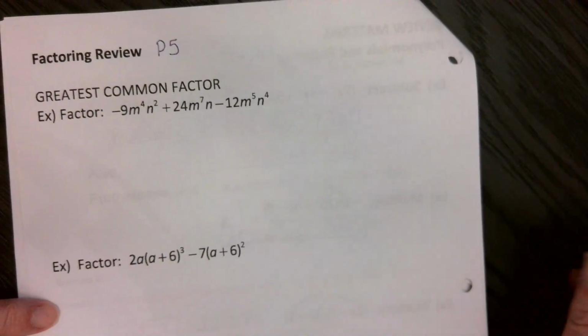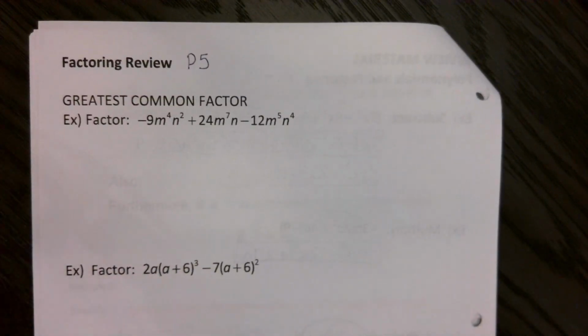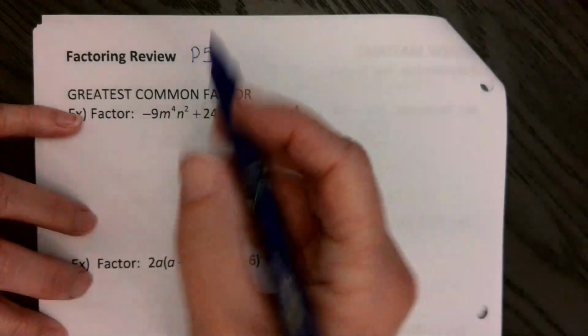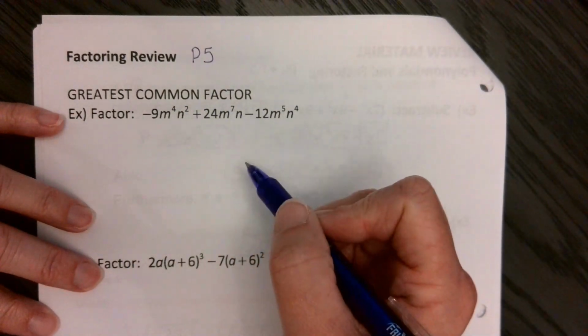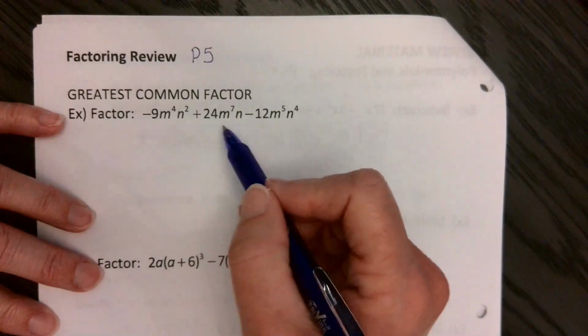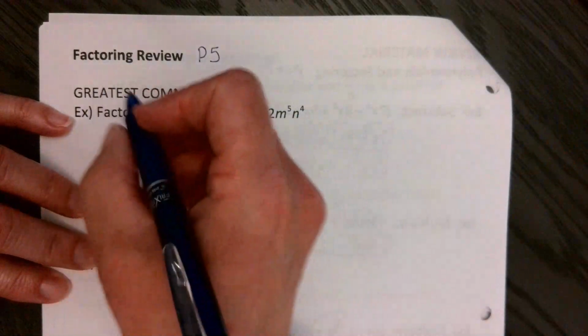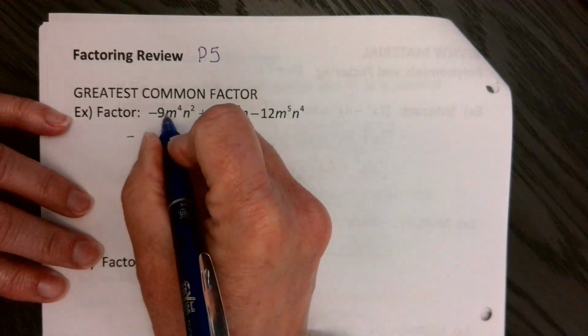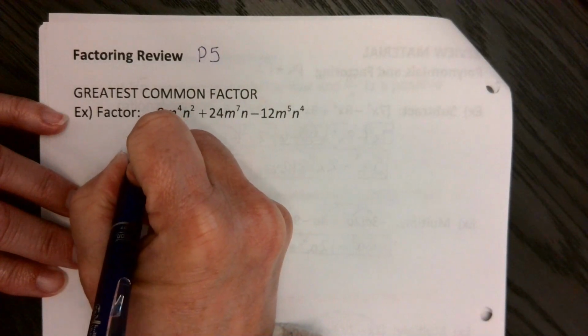Okay, this is going to be our factoring review, which is our section P5. We first start, anytime you have to factor something, you always look for the greatest common factor first. So looking at this, we have -9, 24, and -12. You pick the largest number that will go into all of them, which would be -3. You can pick 3, but because this first term is negative, you want to factor out a -3.